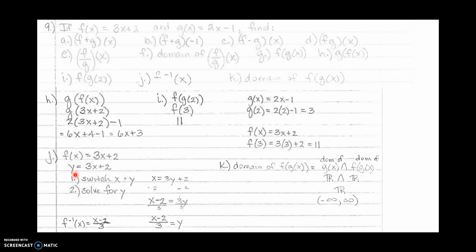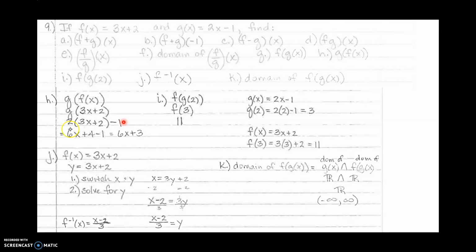All right, let's pick up number 9 on H. So for H, they gave us g of f of x. Start on the inside with f of x. f of x is 3x plus 2, so let's replace f of x with 3x plus 2. Now I have g of 3x plus 2. If I put 3x plus 2 in the place of x, that's going to be 2 times (3x plus 2) minus 1.